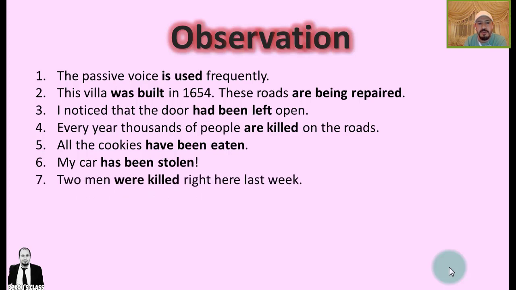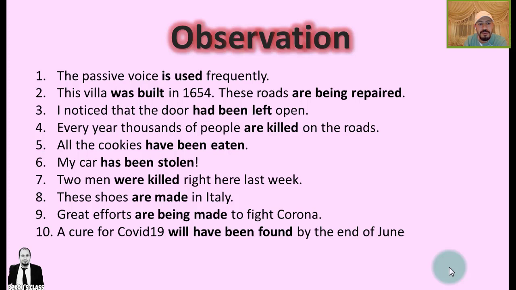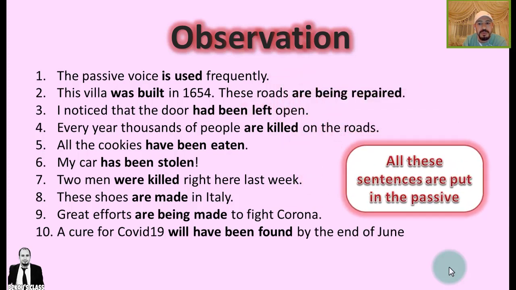Two men were killed right here last week. These shoes are made in Italy. Great efforts are being made to fight corona. A cure for COVID-19 will have been found by the end of June, hopefully. So as you can see, all these sentences are put in the passive.